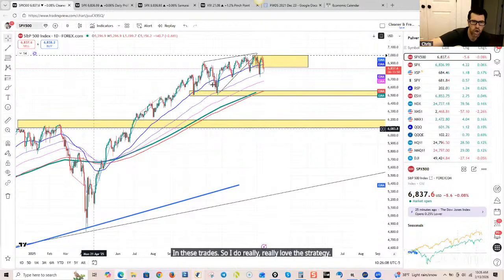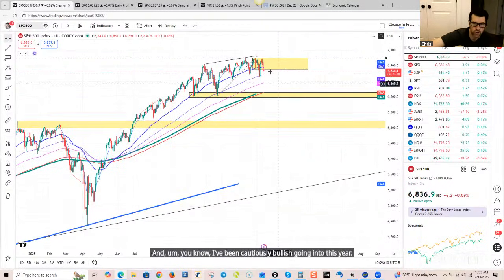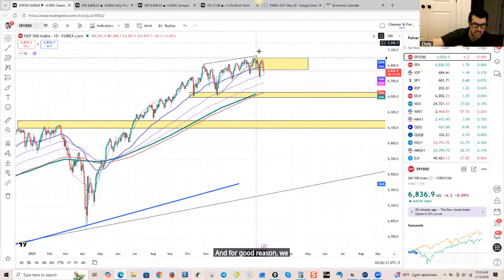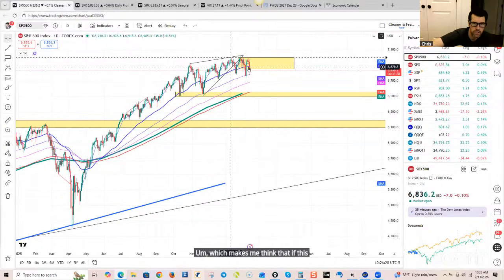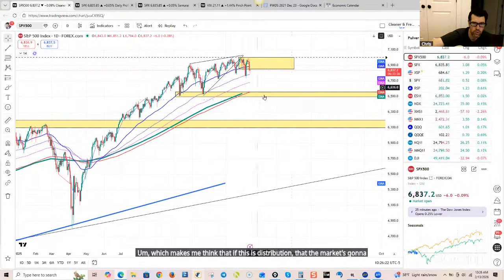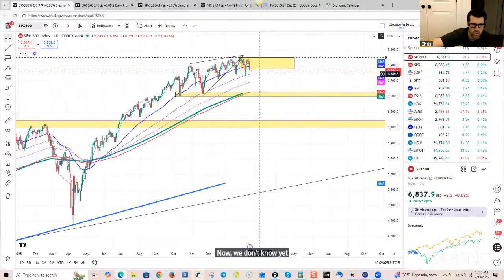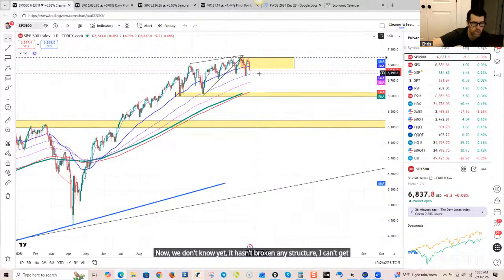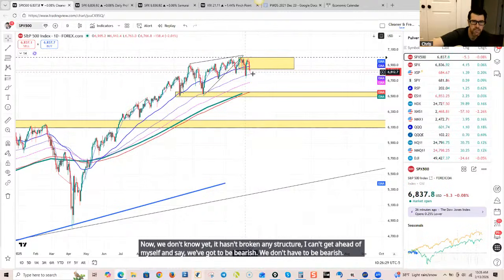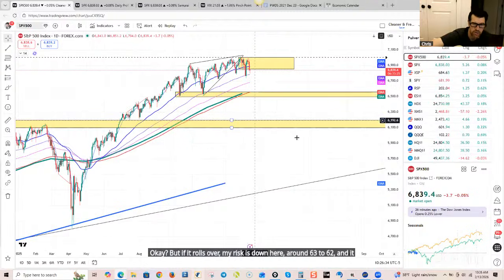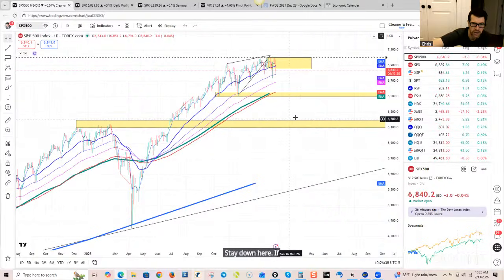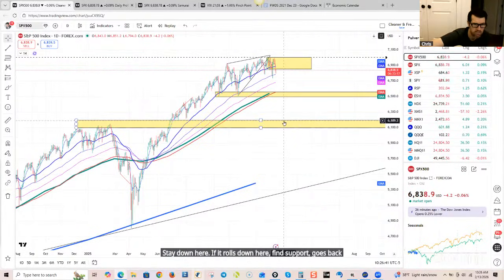And I've been cautiously bullish going into this year, and for good reason. We still see the market as indecisive. The market just refuses to climb above 7,000, which makes me think that if this is distribution, the market's going to start rolling over a little bit. Now, we don't know yet. It hasn't broken any structure. I can't get ahead of myself and say we have to be bearish. But if it rolls over, my risk is down here around 63 to 62, and it has to stay down here. If it rolls down here, finds support, and goes back to these highs again, all those trades are going to win.